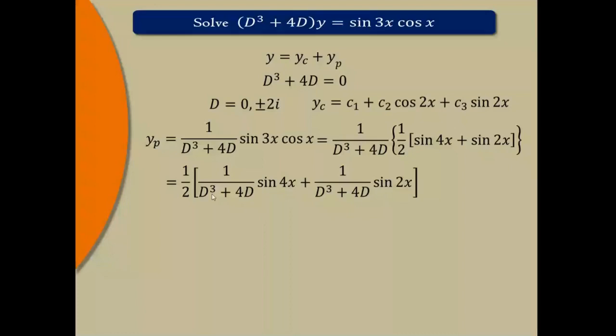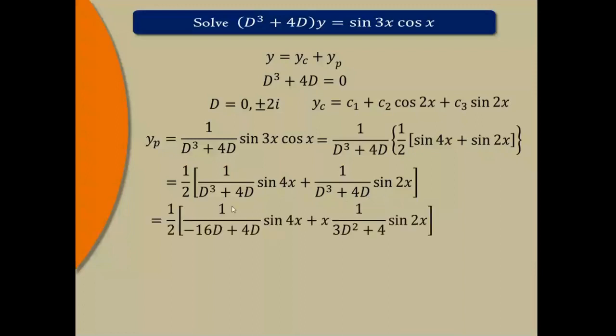No problem with the first term. Now in the second term, we replace D square by minus 2 square, that is minus 4. So it becomes D into minus 4 plus 4D, and that gets cancelled, so it becomes 0. Whenever, after replacing D square, the term becomes 0, we have to take the derivative of it and then do the replacement. So here we directly do the replacement, no problem, and here we take the derivative of this term.